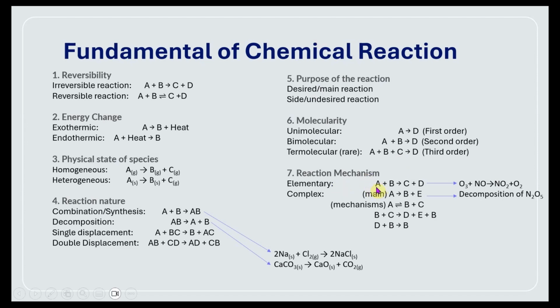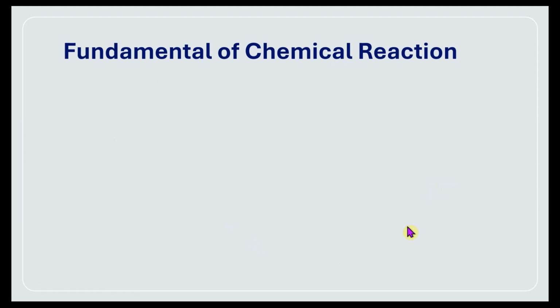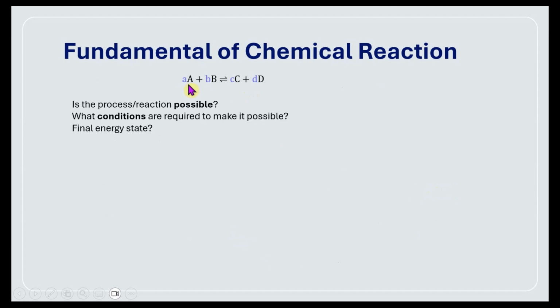Usually we use an elementary equation to describe our chemical reactions, but in most cases the mechanism of the reaction is not that simple. There are several reactions. As I said, this is a simple form of writing a chemical reaction, and these small a and b, in purple color, are the stoichiometric coefficients.